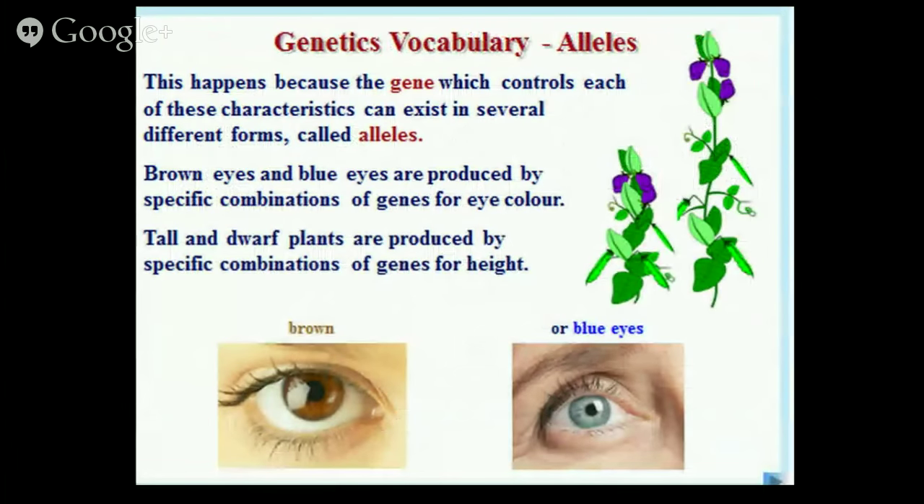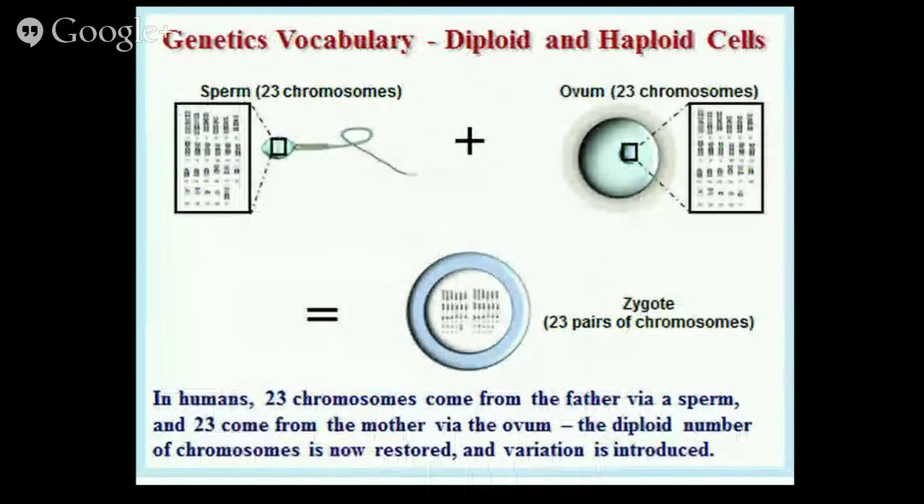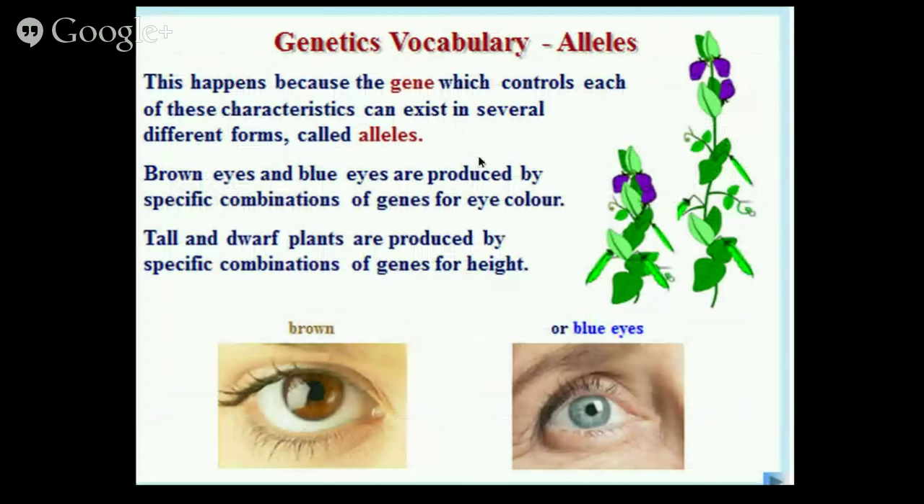Now, genetic crosses can help us to try and predict what the offspring are going to look like. So, for instance, if you look here, they call him the father of genetics. His name was Gregor Mendel.